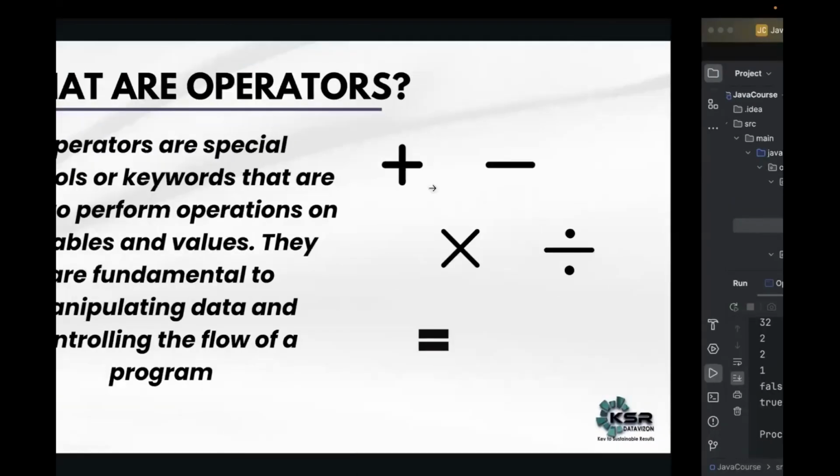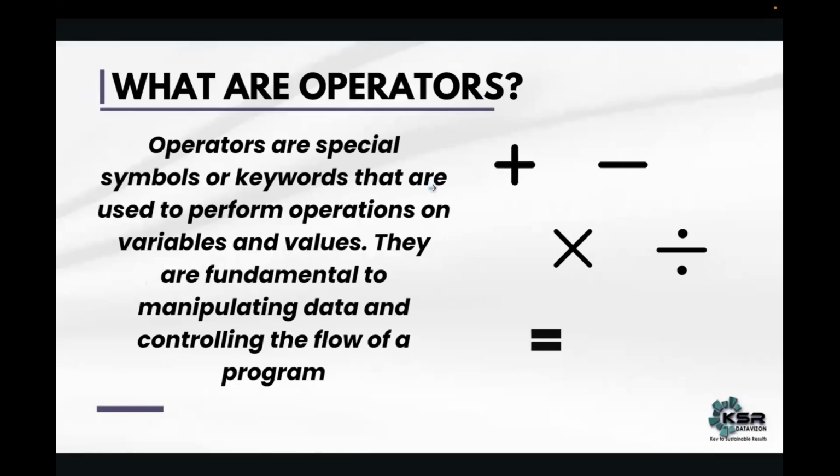So we have seen what are operators. We have seen what is variable, what is data types. We have seen 4 kinds of operators. Tomorrow we will continue from here. We will see 3 kinds of operators. Then we'll see control flow statements.